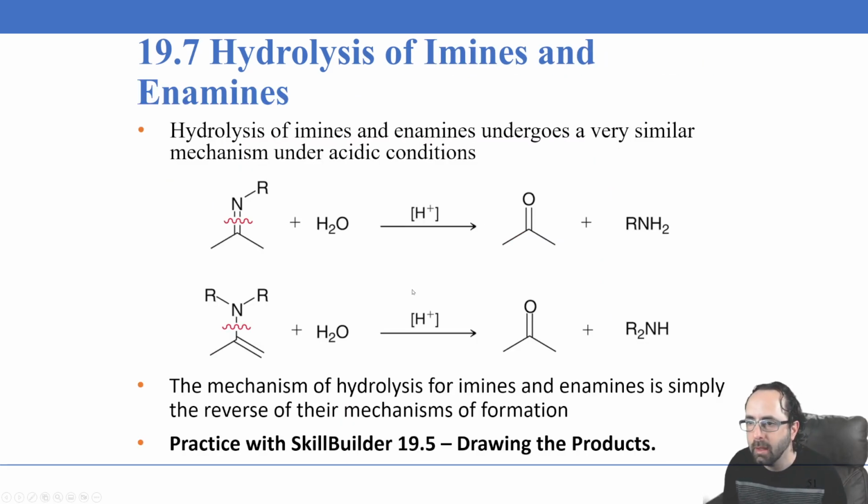Hydrolysis of imines and enamines undergo a very similar mechanism. They go through their respective carbinolamine intermediate as well. So they are simply the reverse, in the same way as we saw the hydrolysis of the acetal being the reverse of the formation of the acetal, going through the hemiacetal intermediate. With these, we see the same reverse mechanism, exactly reverse, going through the carbinolamine intermediate as well.